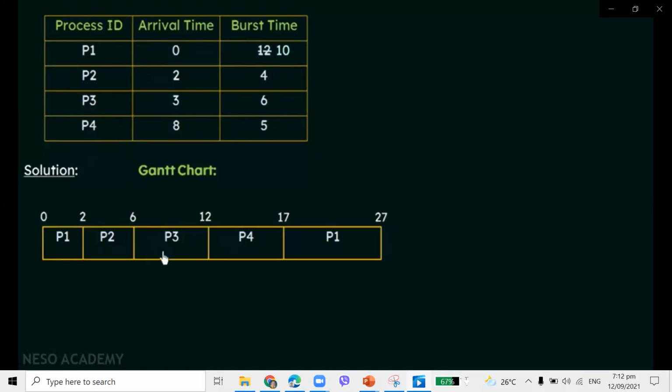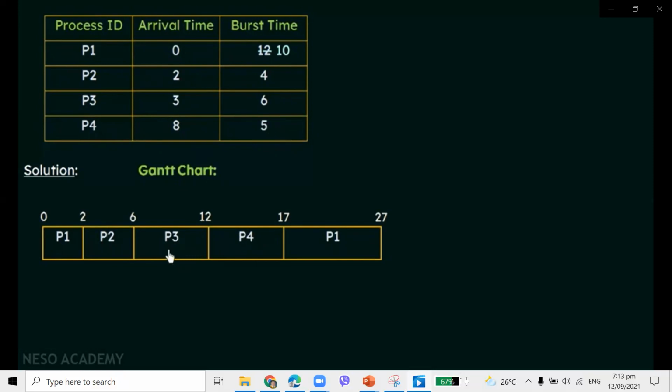But if we closely observe in this table, we know that P4 arrived at the 8th millisecond. So let us see what is the status of P3 at the 8th millisecond. At the 8th millisecond, P3 already completed 2 milliseconds of execution from 6 to 7 and 7 to 8. So let us see what is the total burst time of P3. It is 6 milliseconds. So since it already executed 2 milliseconds, 6 minus that 2 will give us 4 milliseconds. So at the time 8, when P4 arrives, the remaining burst time of P3 is 4 milliseconds, which is less than that of P4, that is 5.